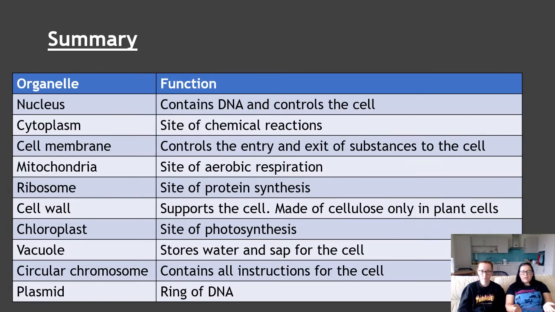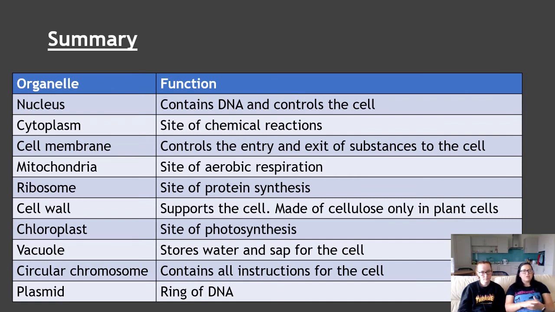Okay, so looking at all the cell structures that we've looked at so far, I'm not going to go through all of them because we've covered them, but if you've got a table of structure and functions, you should be adding in circular chromosome because that's new and it contains all the instructions of the cell, and plasmid, it's a ring of DNA. So all of these structures that you can see listed here are all of the structures that you need to know about for National 5. So you need to know where they're found, in what type of cell, and what they do. And that information is all interchangeable.